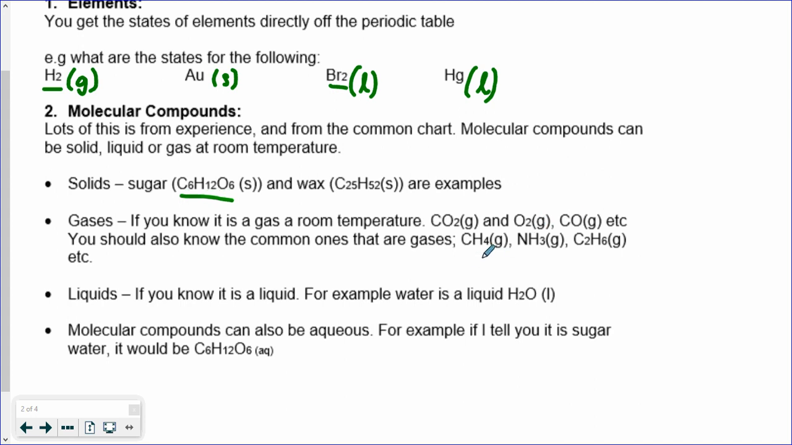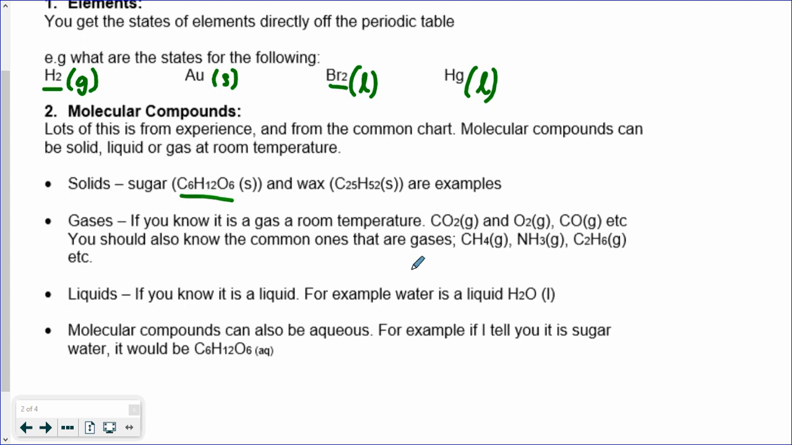Other things that you should know: methane is a gas, that's natural gas that goes into your furnace for heating your home. Ammonia, sorry, I'm flipping around here in my book. Ammonia is a gas as well. And C2H6, that would be ethane. Ethane is a gas as well. So you should just kind of know those ones.